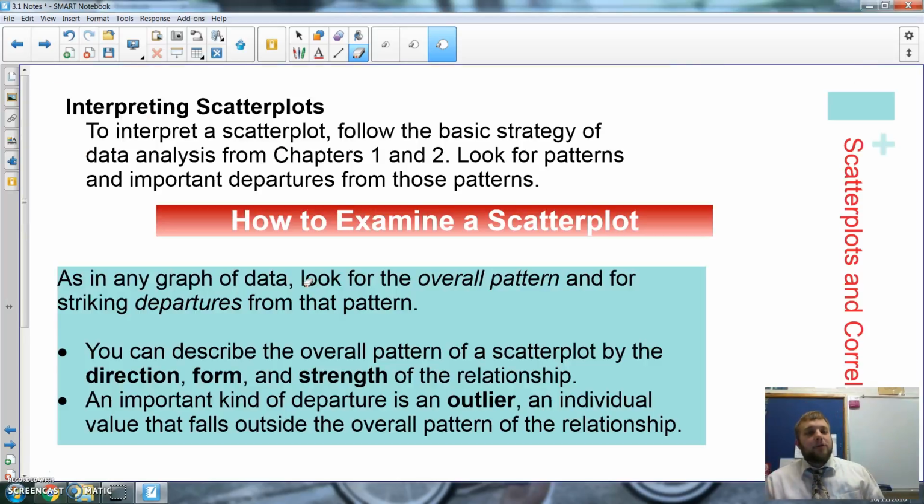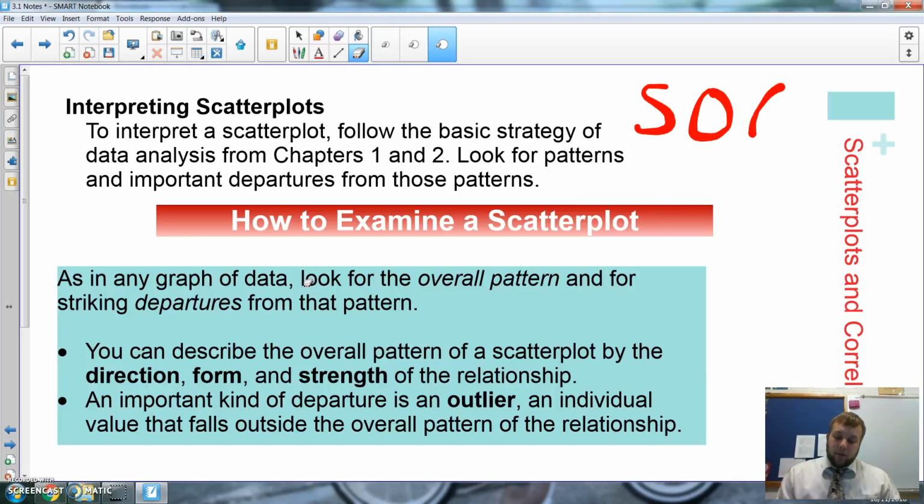Now we have to interpret scatter plots. I've got supposedly 3 minutes, so I might take this on to another video. In chapter 1, we learned this thing that's great not to forget. Don't leave home without your socks, right? That's how we described a histogram or a dot plot: shape, center, spread, and outliers. Your socks.